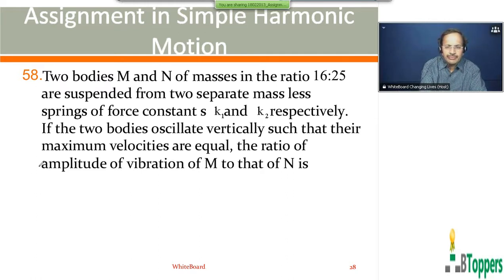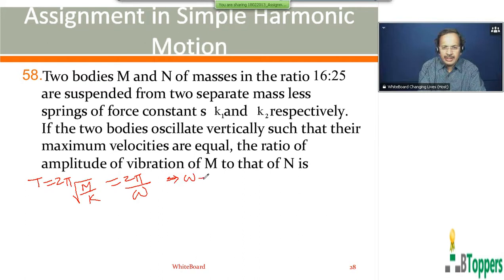So here, the time period of oscillation of a mass M suspended by a spring is given by 2 pi root of M by K, which can also be written as 2 pi by omega.